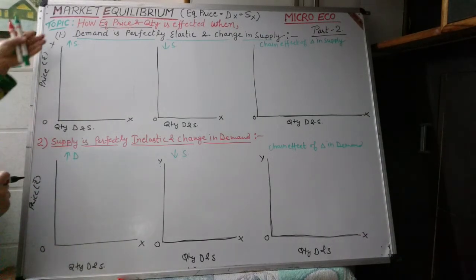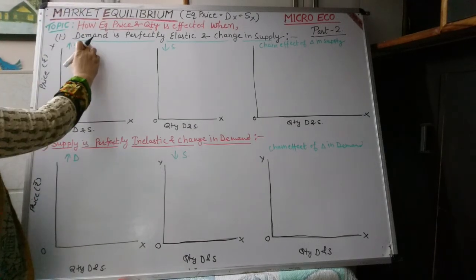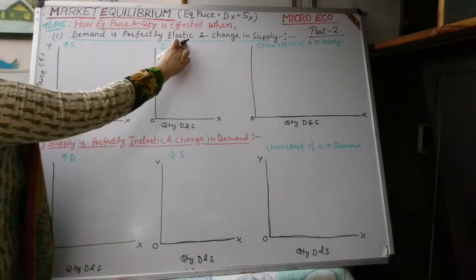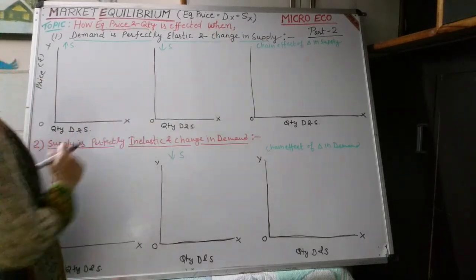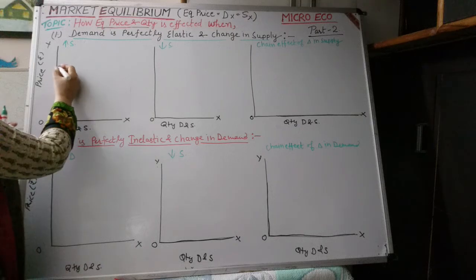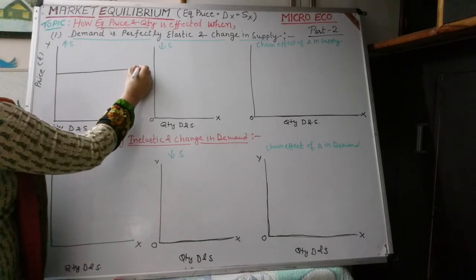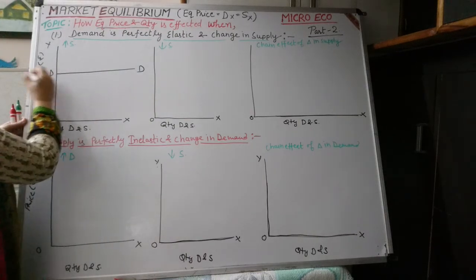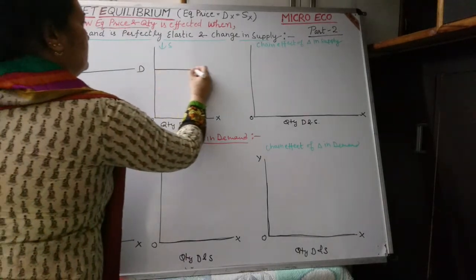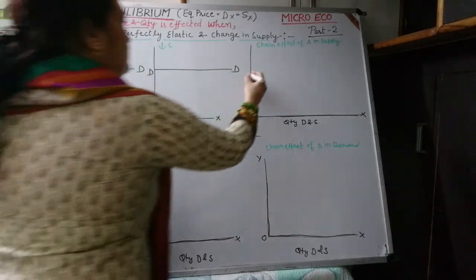In this video we will clear how equilibrium price and equilibrium quantity are affected when demand is perfectly elastic and there is a change in supply. So first of all, draw a perfectly elastic demand curve. We know that a perfectly elastic demand curve goes parallel to the x-axis.